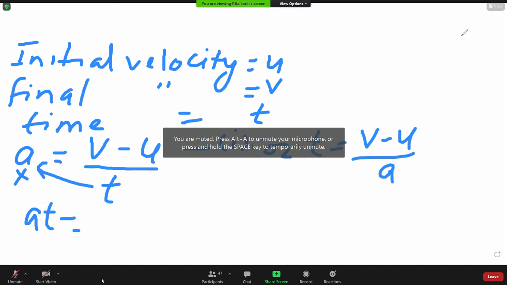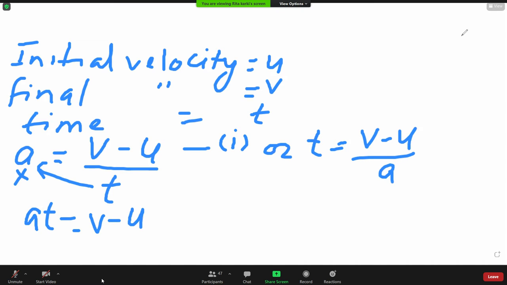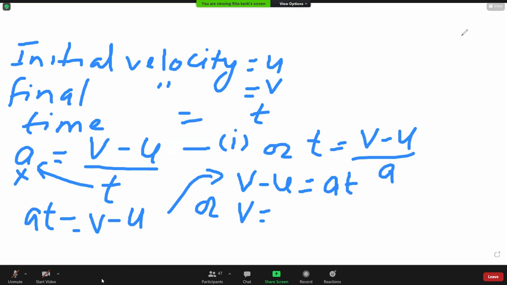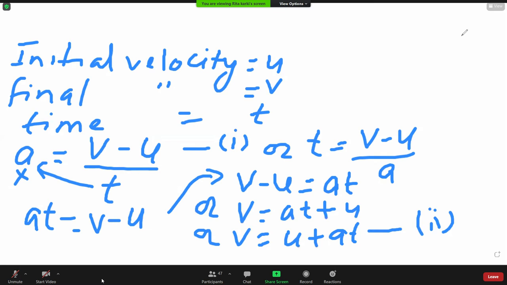A equals V minus U upon T. We are deriving several other equations from the equation of acceleration and velocity. So again we can write V minus U equals A T, or V equals A T plus U, or V equals U plus A T. This is the second equation. Clear up to here?